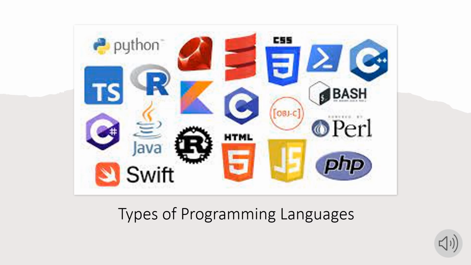Now, there are several types of computer languages that exist. For example, C, C++, Python, Java, and many more languages. So for this course, we are going to learn C and C++.